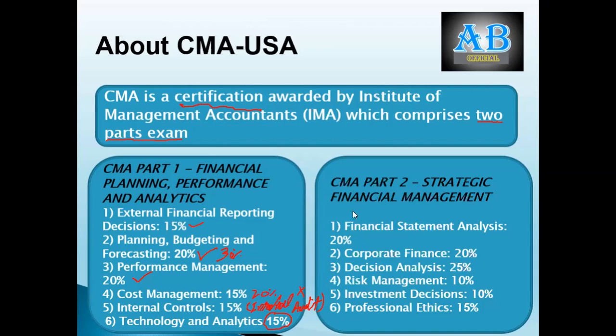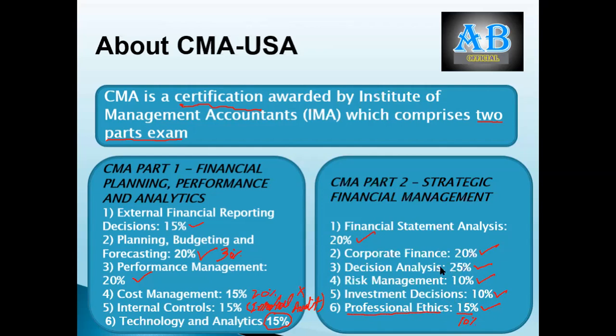CMA Part 2, Strategic Financial Management. Here financial statement analysis is 20%, corporate finance 20%, decision analysis 25%, risk management 10%, investment decision 10%, and professional ethics 15%. Here again, the exam weightage of professional ethics has been increased from 10% to 15%. Previously it was 10%. Now it's increased to 15%.